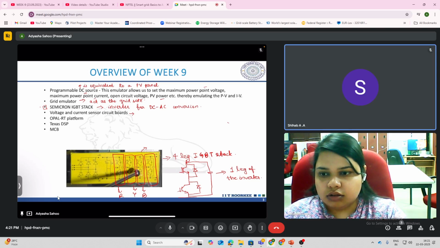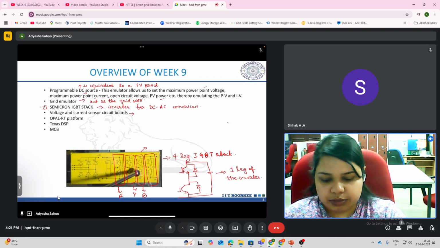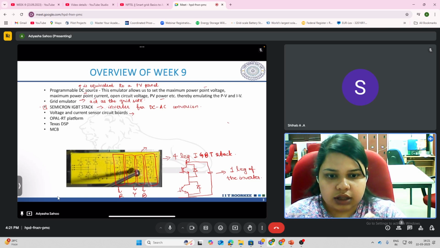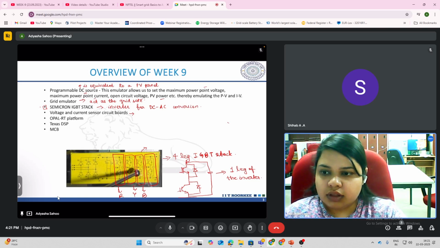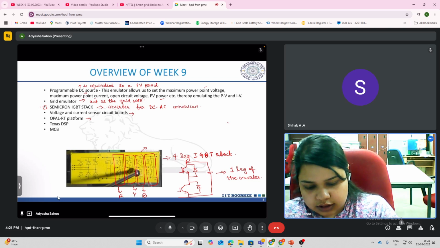Okay. So we talked about the DC source, the grid emulator, then the Semikron IGBT stack is the inverter, and then we have voltage and current sensors. Basically, they detect the voltage and current at the PCC or at any location that you want, and if you want to give that input or information to other parts of the circuit, then you need sensors. Then we have this OPAL-RT platform. This is basically the real-time simulator.